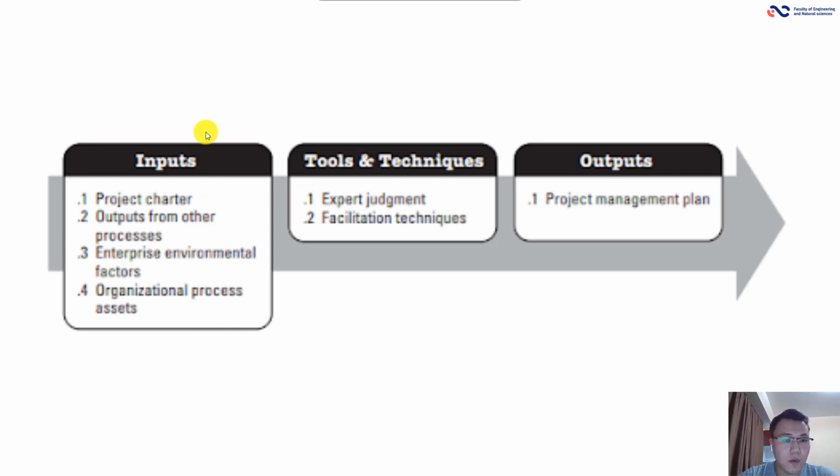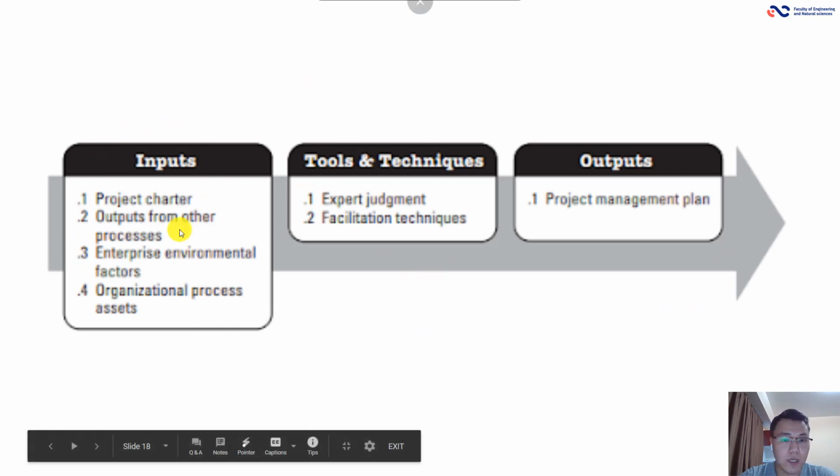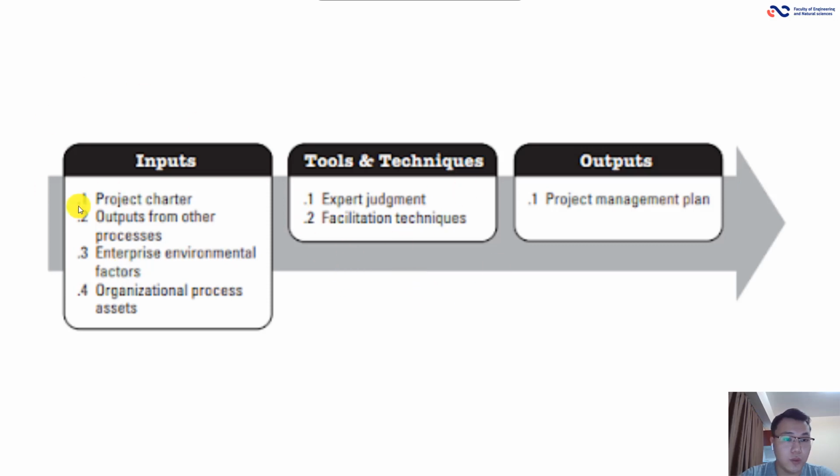Here, what we will have in our inputs, tools and techniques, and outputs. In inputs, we will have project charter, outputs from other processes, enterprise environmental factors, organizational process assets. In tools and techniques, the same as previous: expert judgment, facilitation techniques. And on output, we will have project management plan.